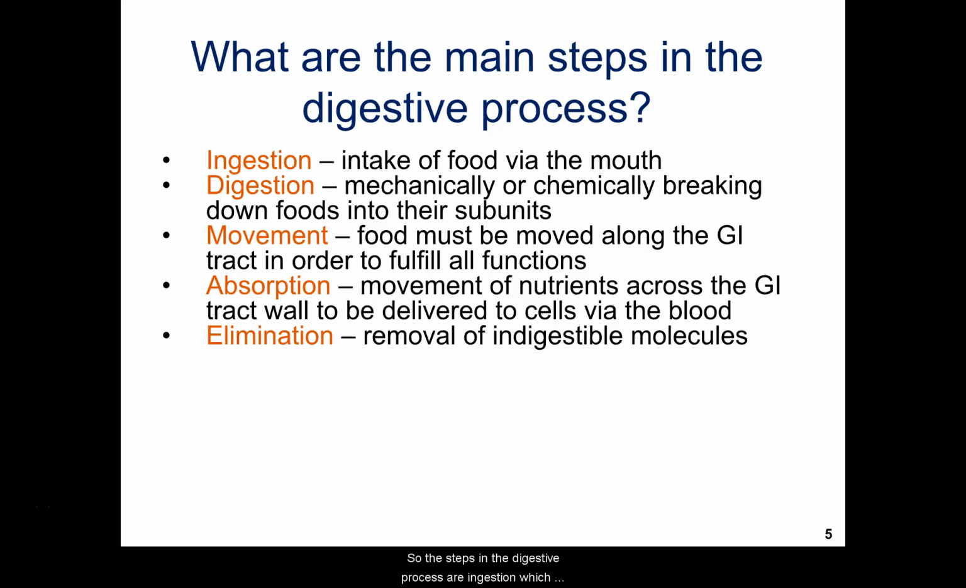So the steps in the digestive process are ingestion, which is just putting food in your mouth, and then digestion, which begins immediately as soon as you start chewing on whatever food you're trying to eat, and also continues with different enzymes like amylase that's inside your saliva, inside your mouth. Then you have to move food through your GI tract or your alimentary canal. I'm going to use both GI tract and alimentary canal interchangeably during this lecture. I'm talking about the same thing.